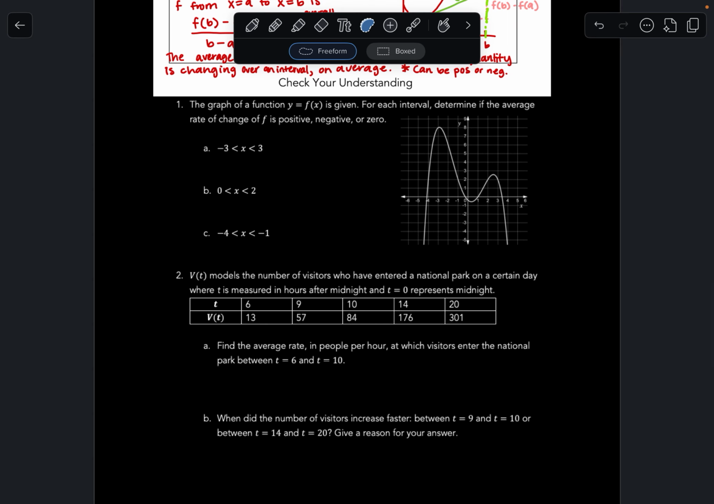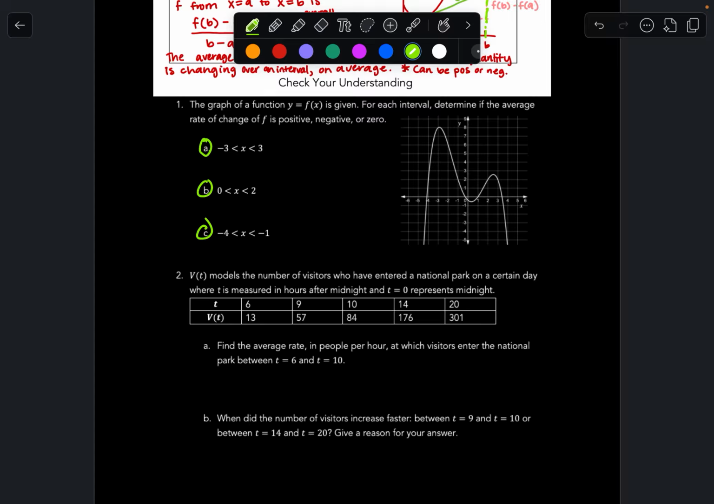Okay, so the graph of a function y equals f of x is given. For each interval that they give you here, they give you three different intervals. Determine if the average rate of change of f is positive, negative, or zero. This is actually relatively straightforward because you don't have to really do calculations.